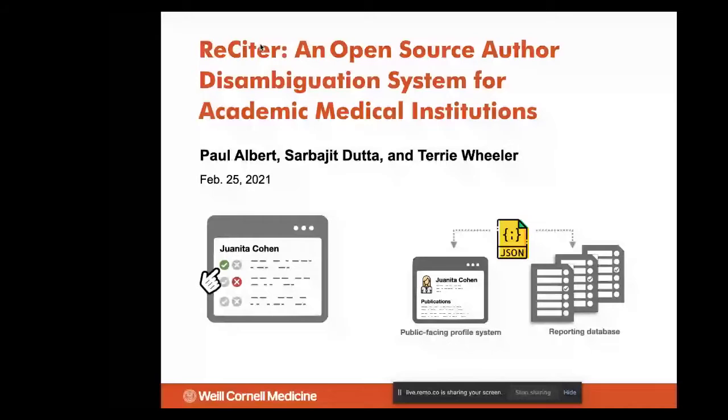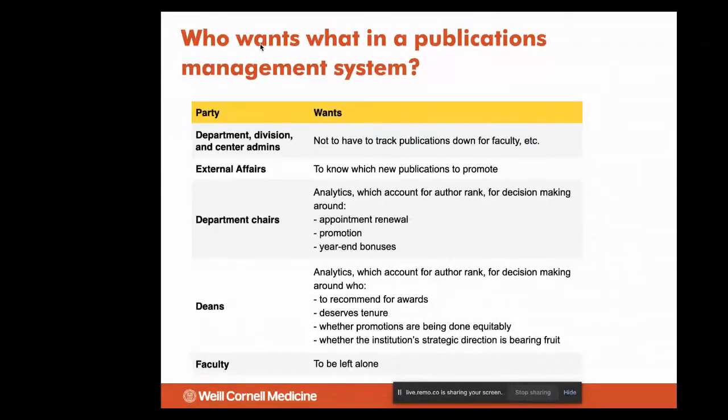And at our institution, we always start with the so-called business case. So what do people want out of a publications management system? It's a variety of things. External affairs, for example, wants to know which publications to promote. Department chairs and deans have similar, although not completely the same, needs around reporting on publications. Deans have to decide things like who to recommend for awards or who deserves tenure, and if their institutional strategic vision is bearing fruit. And faculty want to be left alone.